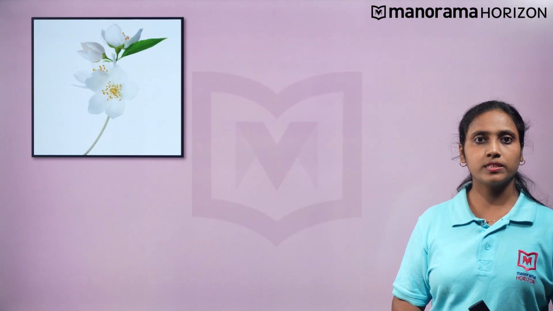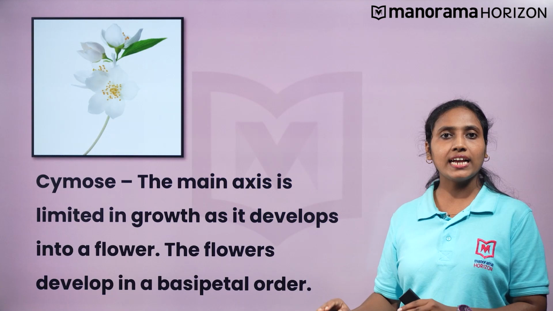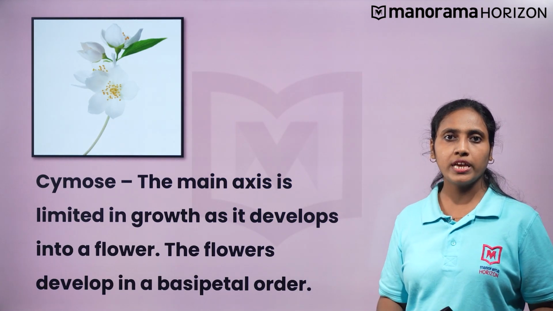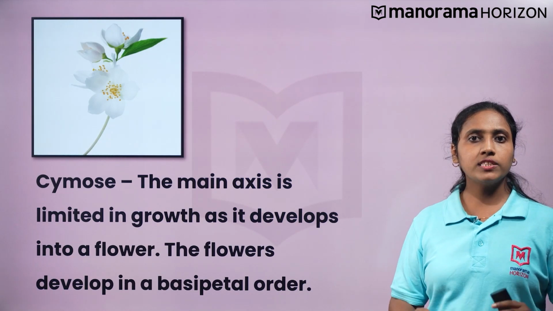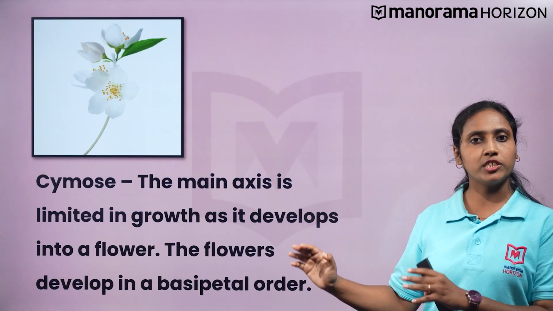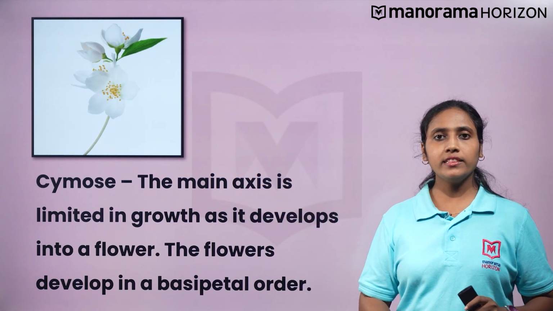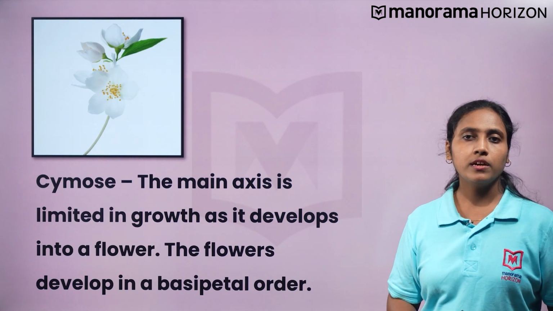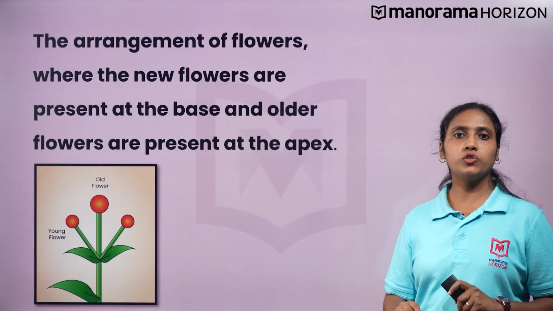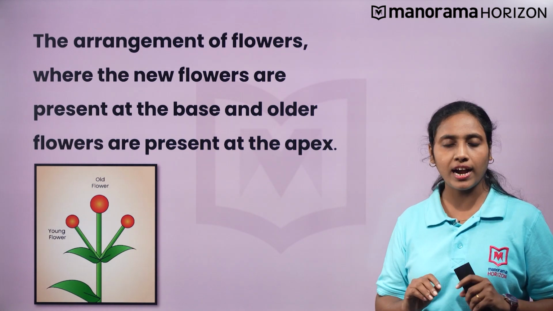cymose inflorescence. In cymose inflorescence, the main stem or axis is limited in growth as it develops into a flower. The flowers develop in a basipetal order. Example, jasmine. Now again the question comes here. What is meant by basipetal order? Basipetal refers to the arrangement of flowers downward from the point of attachment.